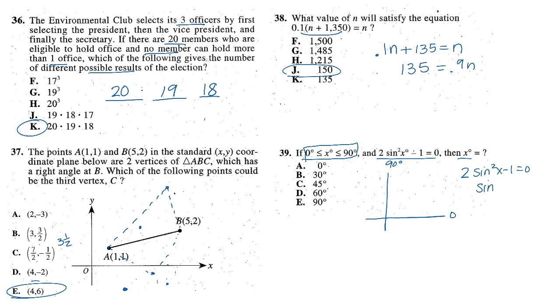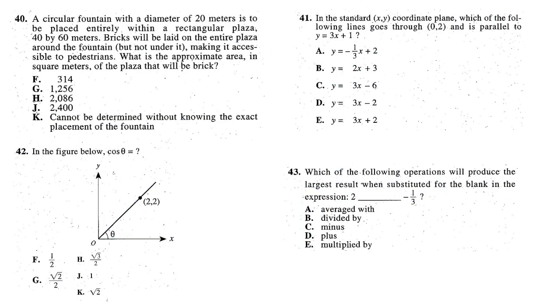So sine squared x is going to be 1/2. And if I take the square root of both sides, then sine x is going to be plus or minus, but since we're stuck in the first quadrant, we know it's going to be positive square root of 1 over the square root of 2, which is really root 2 over 2, and that's going to be answer choice C.